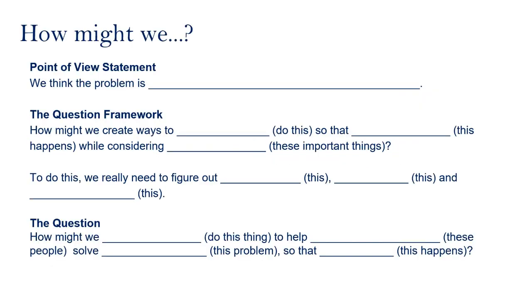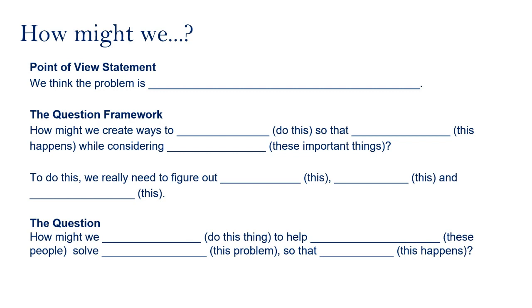So the how might we question is really a how might we paragraph. It has a point of view statement which states the problem. It has a question framework which considers the problem from multiple aspects and considers the different things that you might need to figure out a problem. And then it has the question itself.